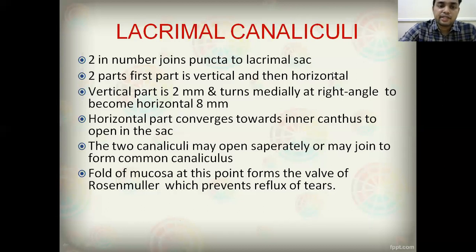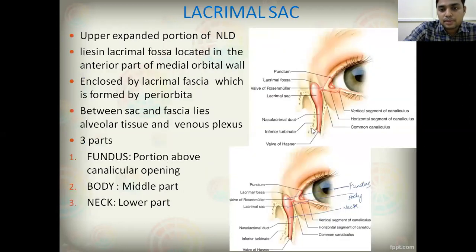So it has two parts. The vertical part is around 2 mm, turns medially at a right angle to become the horizontal part, which is around 8 mm. These horizontal parts converge towards the inner canthus to open into the sac. These two canaliculi may open separately or may join to form a common canaliculus. The upper and lower canaliculi may directly join the lacrimal sac, or they may join and form a common canaliculus, which connects the punctum to the lacrimal sac. So sometimes the common canaliculus may be absent, because the two canaliculi directly connect to the lacrimal sac.